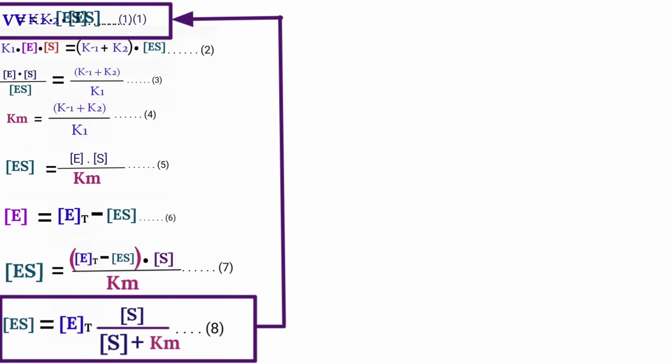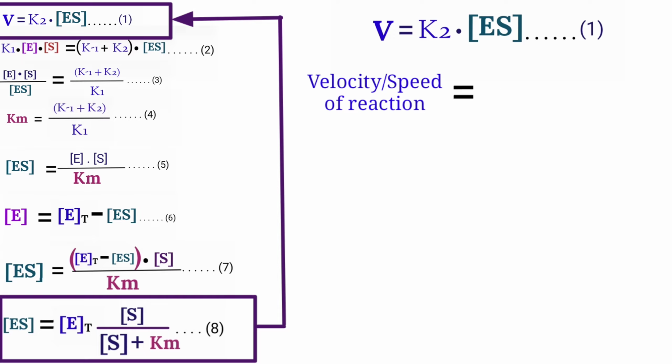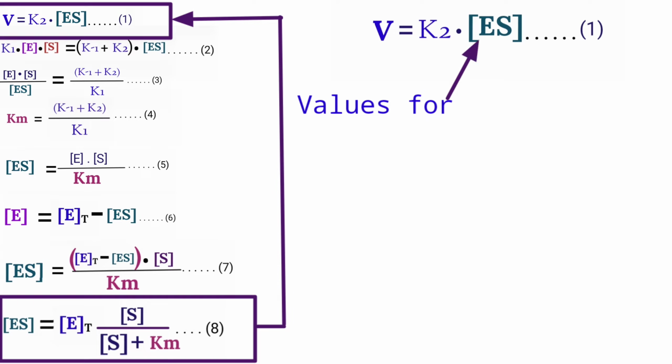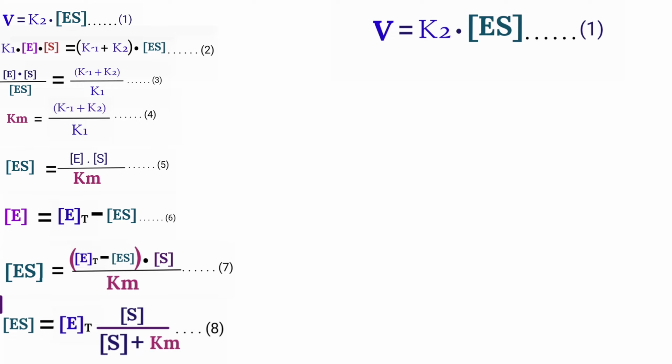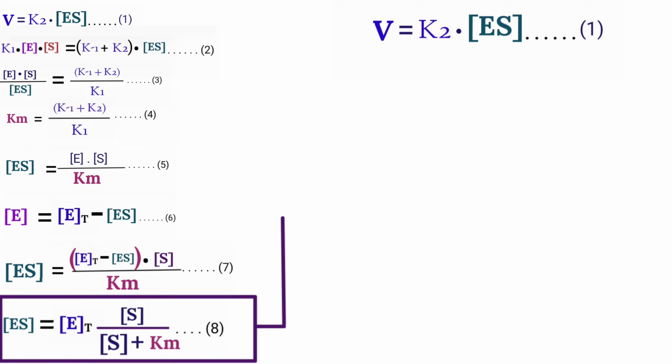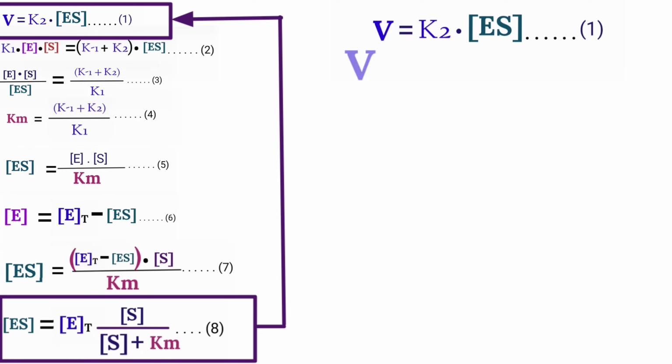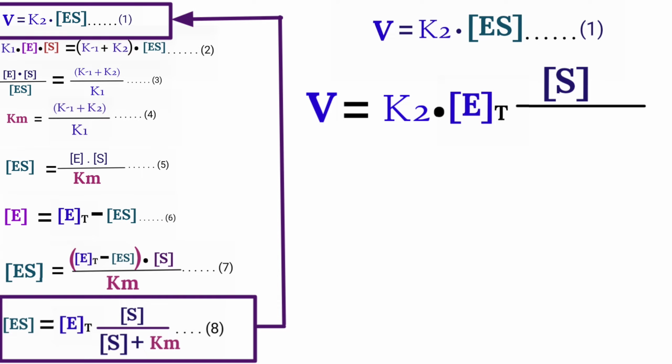the first equation, which was the first equation? Yes, V, meaning velocity, equals K2 times the enzyme substrate complex concentration, and we were talking about finding the value of the enzyme substrate complex, and now in equation 8 we have got that value. Now it's easy: putting the 8th equation into the first equation will show velocity equals K2 times total enzyme concentration, and in the numerator substrate concentration divided by, again, substrate concentration plus Km, which is our equation number 9.